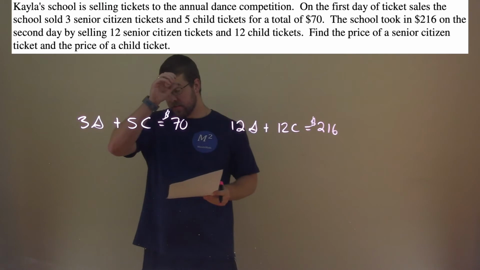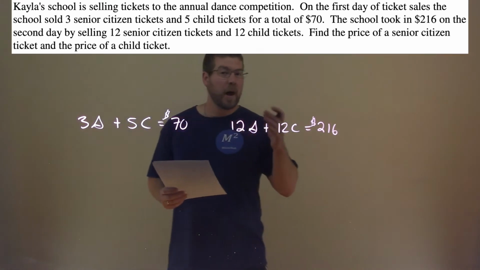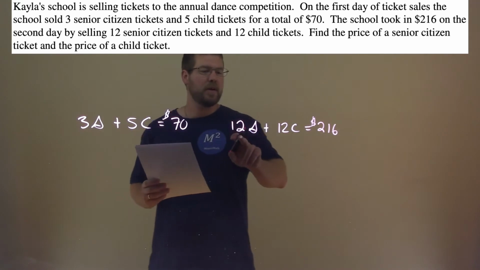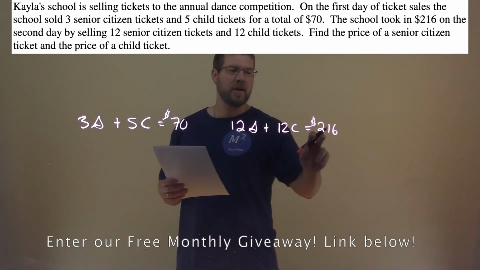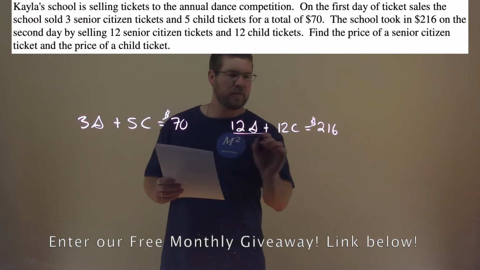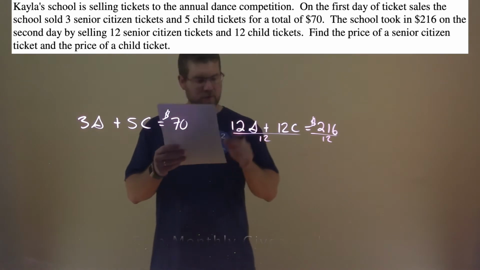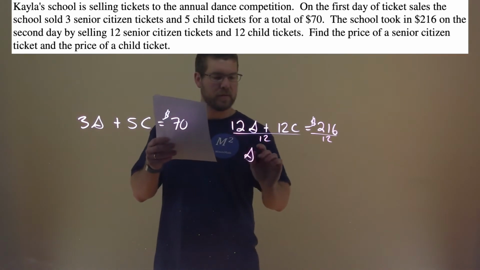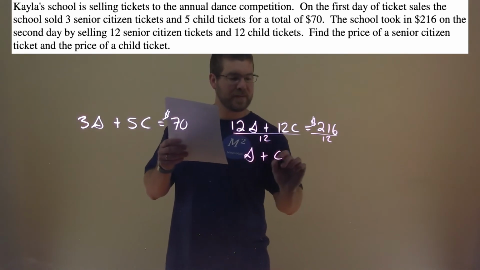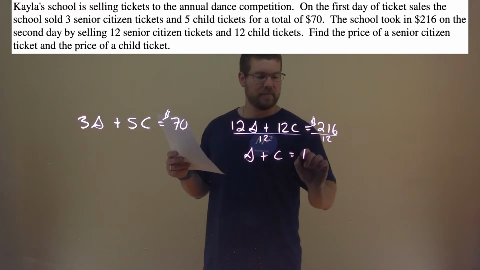So now we have a system of equations we can solve. The first thing that pops out to me is there's a 12 here, a 12 here, and then 216. I believe 12 goes in evenly, which it does. So I'm going to divide both sides by 12. And that leaves me with 1s plus 1c equals 216 divided by 12, which is 18.